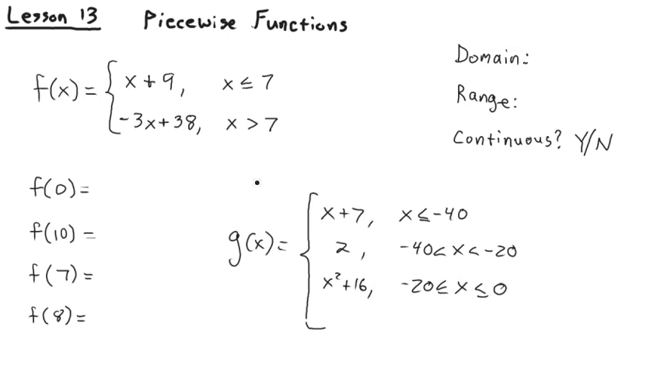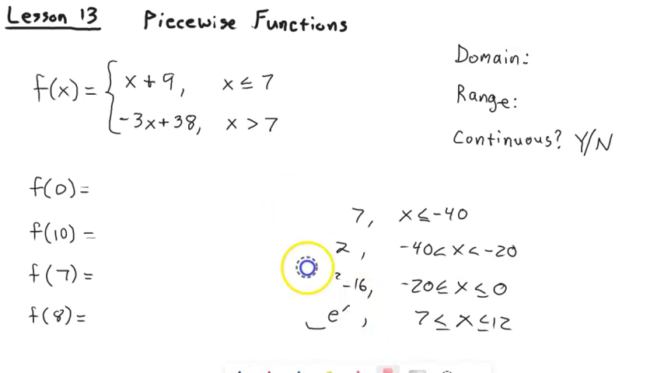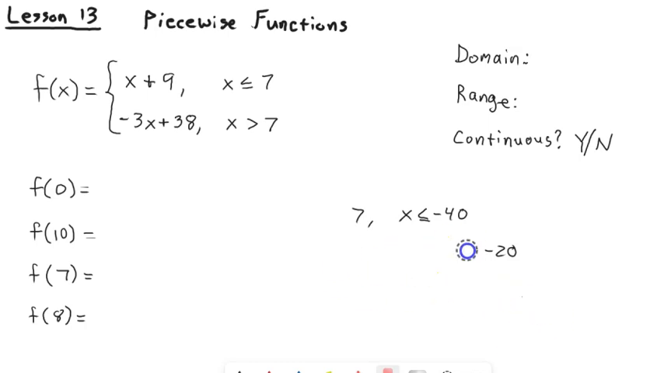And then let's say you have a piece that's like e to the x power, which we won't talk about right now. And let's say that doesn't even start until you get to 7, and can go up to 12. So this one has 4 pieces, but you can have 3 pieces. You can have 17 pieces. The only thing you can't have is only one piece. If it only has one piece, it's not a piecewise function. Okay, so let me erase this. I don't want to intimidate you too much. But this is what piecewise functions are.